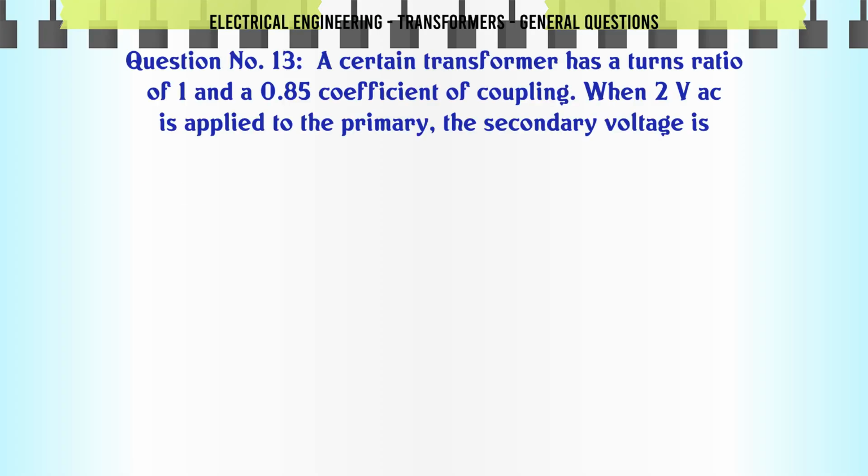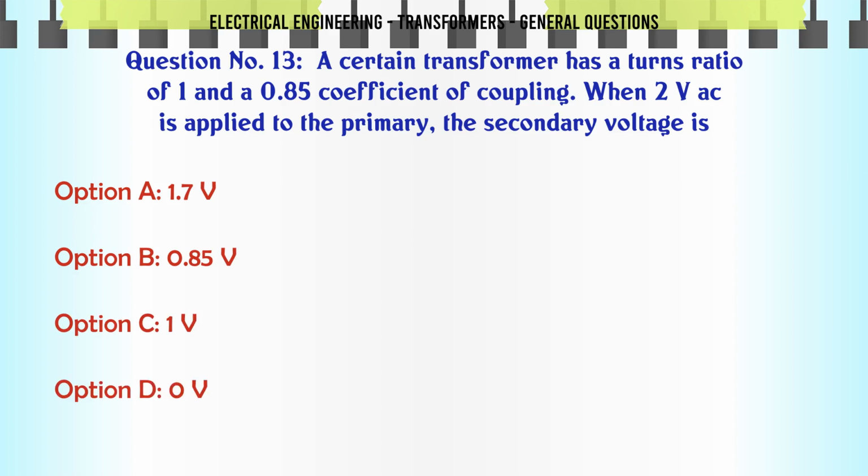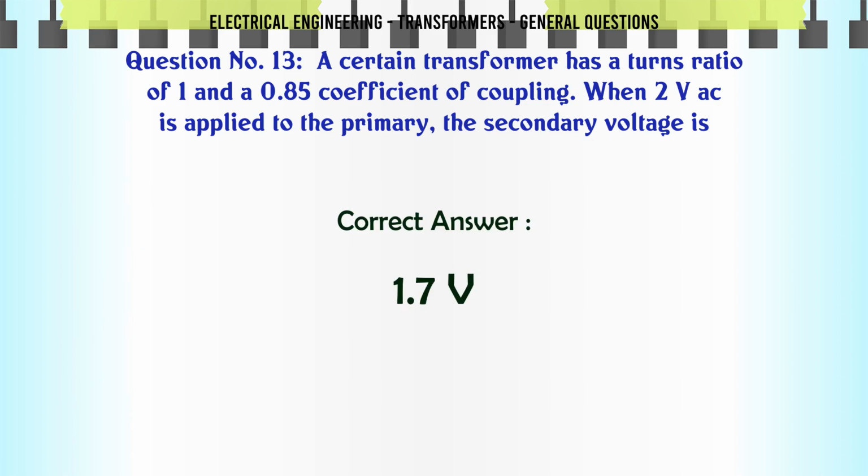A certain transformer has a turns ratio of 1 and a 0.85 coefficient of coupling. When 2 VAC is applied to the primary, the secondary voltage is A. 1.7 V, B. 0.85 V, C. 1 V, D. 0 V. The correct answer is 1.7 V.